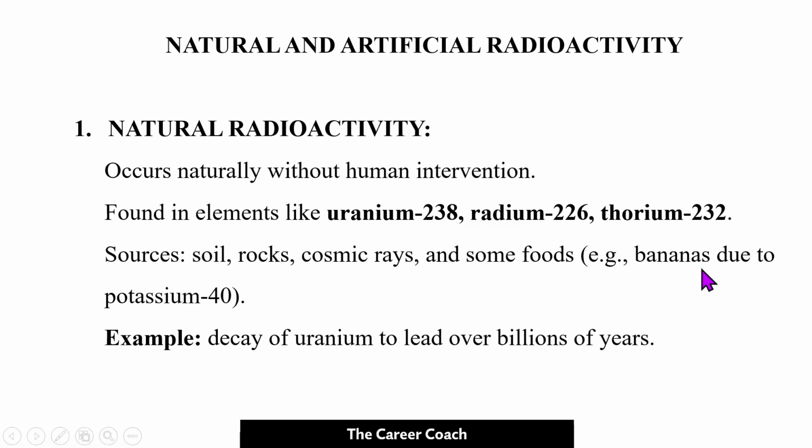Food such as banana, due to potassium 40. The banana we eat has a small amount of potassium 40. It is not really dangerous to human health. Example, in the decay of uranium to lead over billions of years, uranium can decay, forming lead over billions of years.